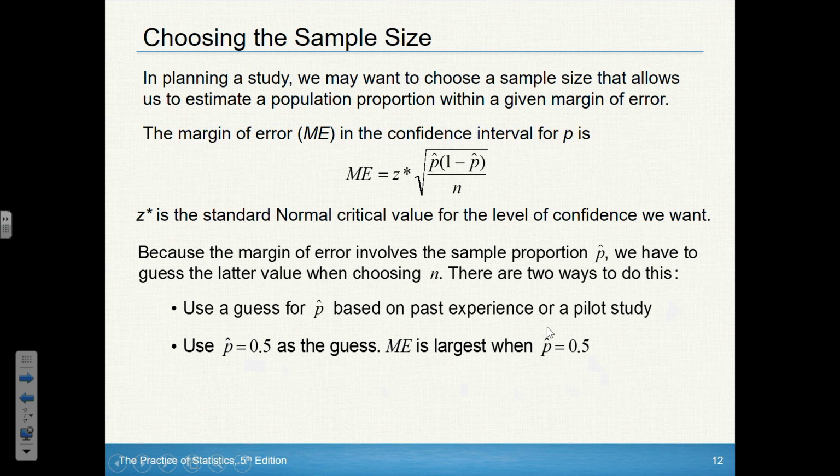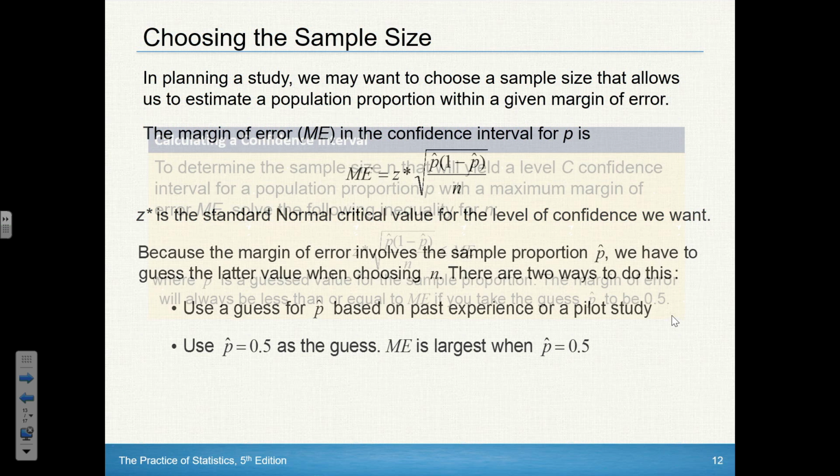And the reason you use 0.5 is because that's the safest value that you could use, because it's going to give you the largest margin of error. And what that means is it's going to give you the most conservative margin of error. Therefore, you have confidence that even if it's not 0.5, then your margin of error will still be within what you want it to be within.